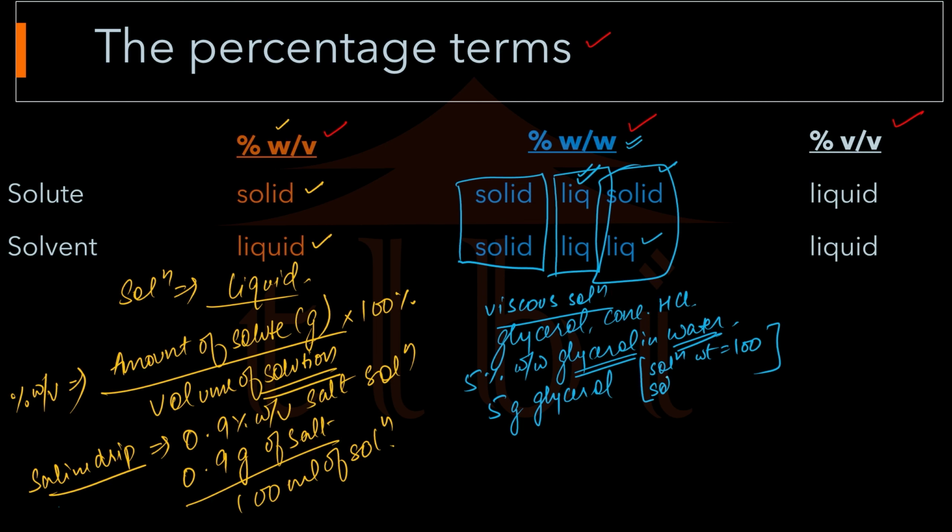So therefore solvent will be how much? 100 minus 5, that is solution weight minus solute weight, right? Because solute and solvent gives you solution, right? So 5 gram of glycerol will be added with how much solvent? 95 gram of water, and this will give you 5% weight by weight glycerol.